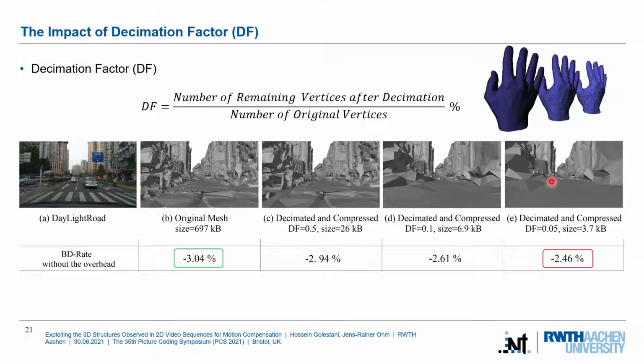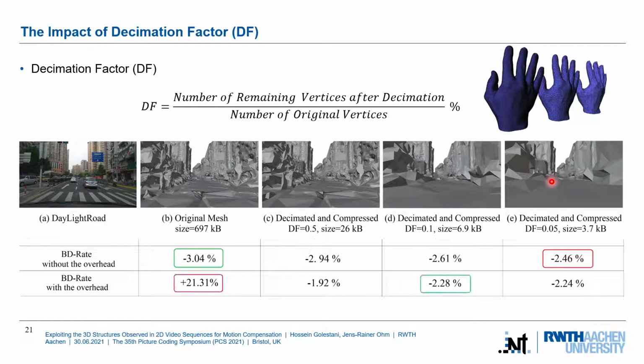However, when we consider the bandwidth used for sending the mesh to the decoder side, everything changes. Now the original mesh produces a big positive BD rate, meaning that it gets worse than the anchor. And here the best coding gain is achieved for a decimation factor of 0.1. It provides a good trade-off between the mesh fidelity and the overhead size. The lowest one is not selected as the best because, although it has a lower overhead, it's heavily decimated.